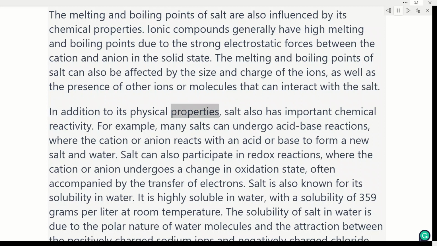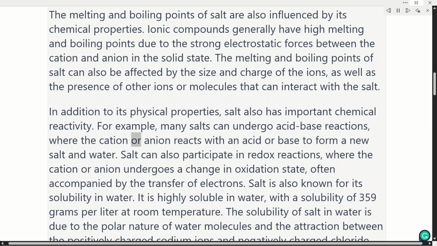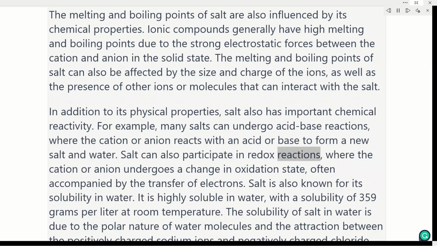In addition to its physical properties, salt also has important chemical reactivity. For example, many salts can undergo acid-base reactions, where the cation or anion reacts with an acid or base to form a new salt and water. Salt can also participate in redox reactions, where the cation or anion undergoes a change in oxidation state, often accompanied by the transfer of electrons.